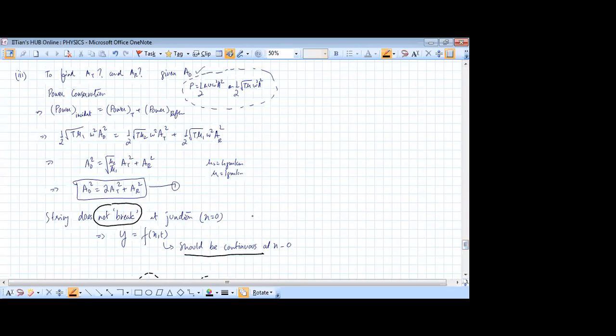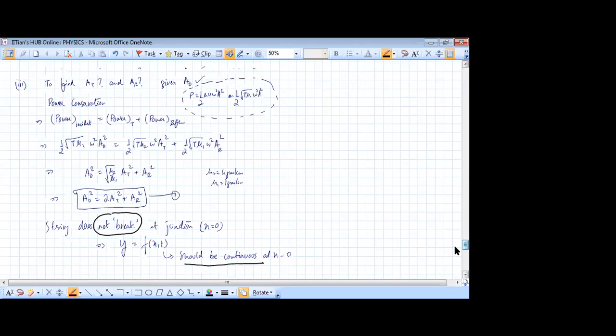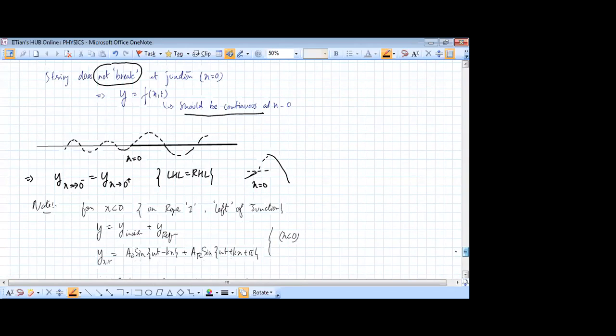So conservation of power is giving us one thing, and the other equation is coming from the fact that the string doesn't have a break at the junction point. So the equation of the resultant wave y as a function of x and t should be such that it is continuous at the point x equal to 0. Because if it is discontinuous, that means it's showing a shape such that there's a breakage at the point x equal to 0. We don't want that. It should be continuous.